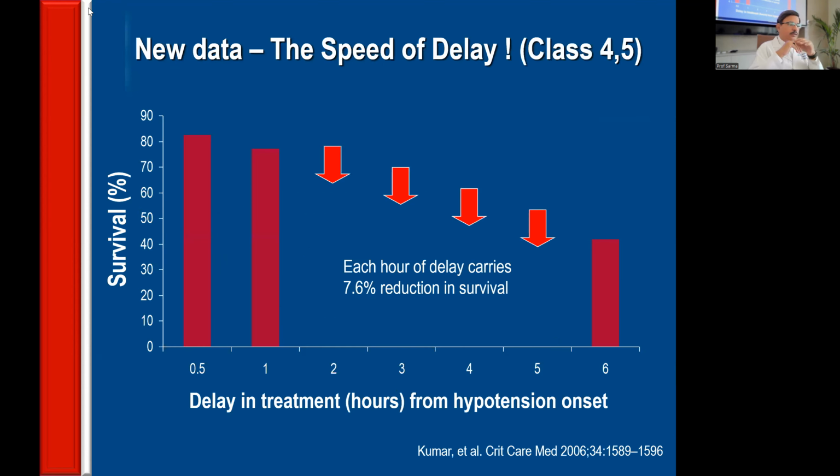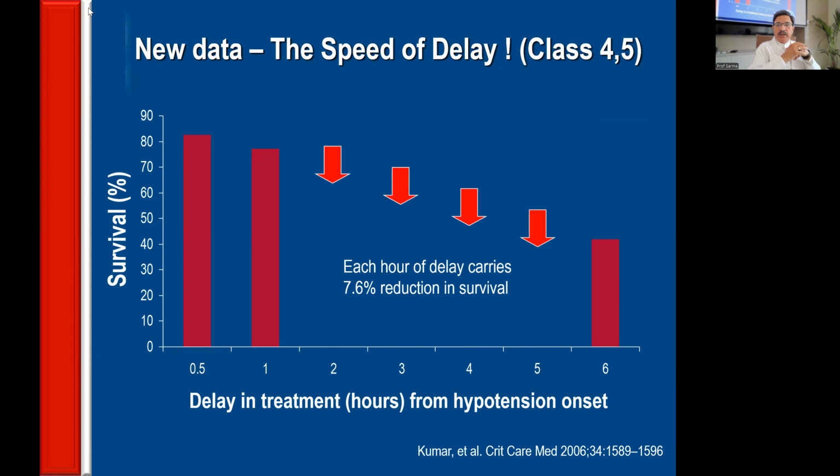This is a beautiful slide. This summarizes everything. The first bar is 0.5 hours, that is 30 minutes from symptoms and diagnosis. You started the antibiotic, and the survival is around 83%. And if you give it after 6 hours, the mortality is 45%. Survival is only 40%. That means 60% of people die.